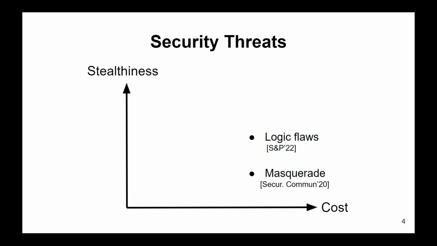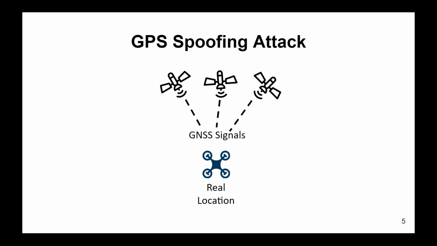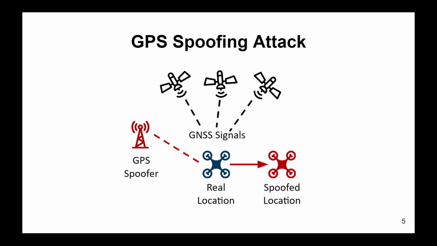To answer this, we propose to use GPS spoofing for a new kind of attack against the drone swarm. Let's take a look at how GPS spoofing works. The drone relies on GPS sensors for localization. To calculate its current location, it uses the signal received from the GPS satellites. During the GPS spoofing, the attacker transmits false signals using a GPS spoofer, so that the victim drone will calculate based on the false signal, and finally find itself located at the spoofed location instead of the real one.